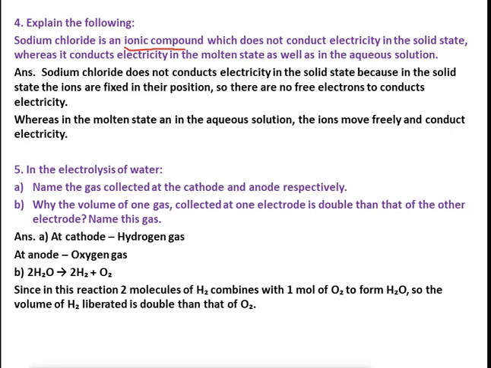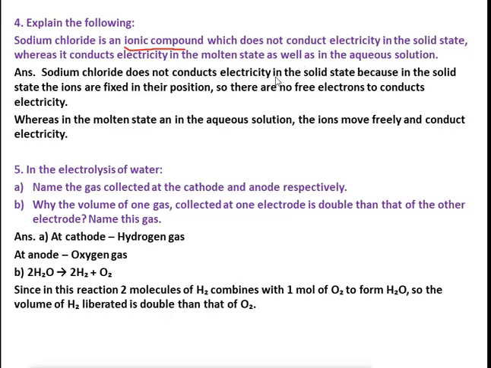So sodium chloride is an ionic compound which does not conduct electricity in the solid state. What they are saying is that sodium chloride will not conduct electricity in the solid state. Means when it is present in the solid state, it will not conduct electricity. But it conducts electricity in the molten state as well as in the aqueous state. Whenever it is combined with water or is present in an aqueous solution, it will conduct electricity. What is the reason behind that?